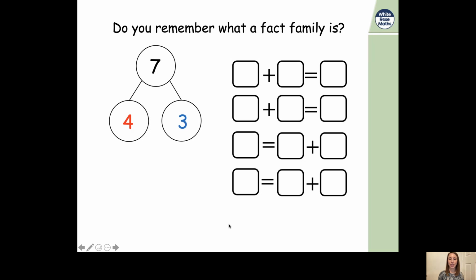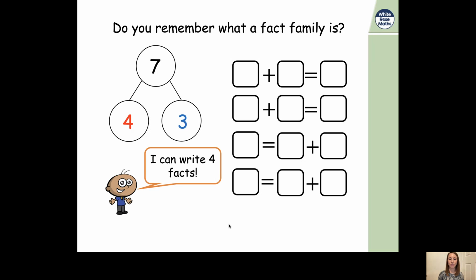Okay, so I'm going to show you now. We've got 4 facts, and there we are. We've got 4 add 3 equals 7, 3 add 4 equals 7. So I'm adding my parts together and they're equalling the whole, which is the number 7. And remember, you can swap those parts around and they still make the same answer.